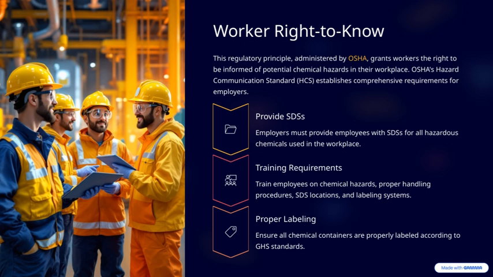OSHA gives workers the right to know about potential chemical hazards they might encounter. It's a core part of protecting worker health and safety. So, in essence, ensuring proper labeling, providing comprehensive training, and giving access to SDSs are all interconnected. They form the foundation of a safe and compliant workplace, empowering workers to stay informed and protected at all times.